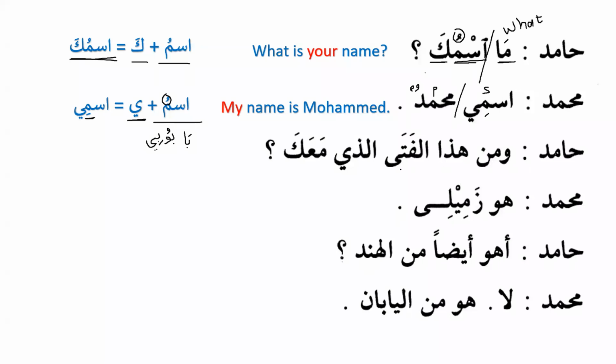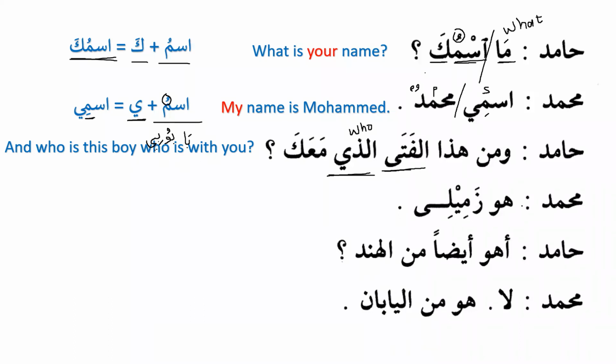Hamidun: Wa man hadha al-fata alladhi maka? And who is this young boy who is with you? Okay. Does anyone remember alladhi? What kind of noun is this and what does it mean? Alladhi, it is ismul mawsul, right? It is ismul mawsul and it means who when we use it for a person. And fata means a young boy, right? Excellent. So, وَمَنْ هَذَا الْفَتَى الَّذِي مَعَكَ, and who is this boy or young boy who is with you?